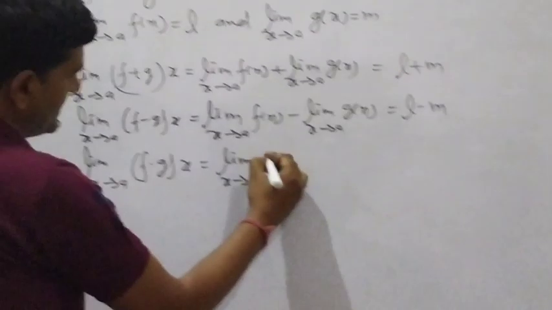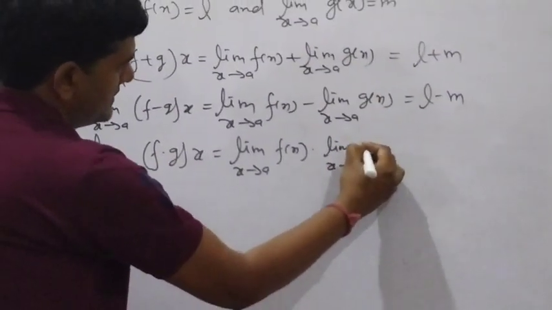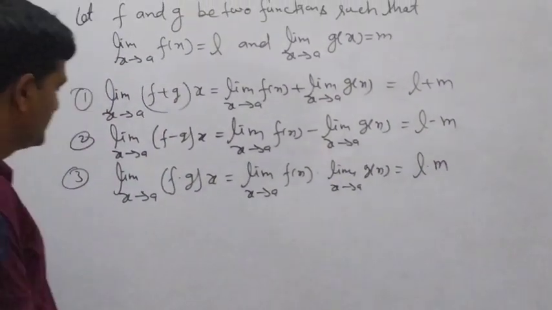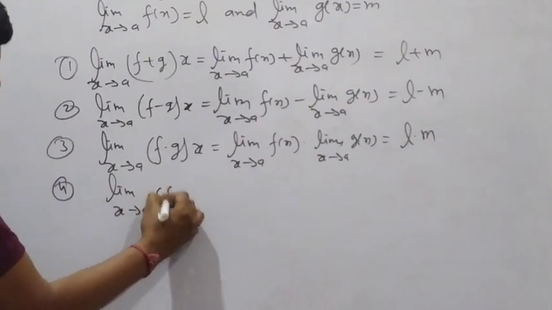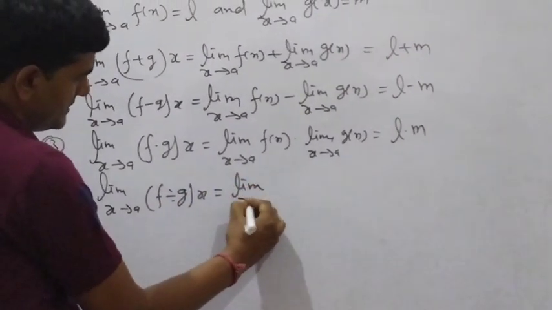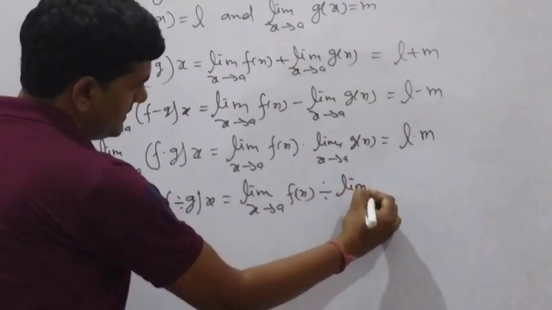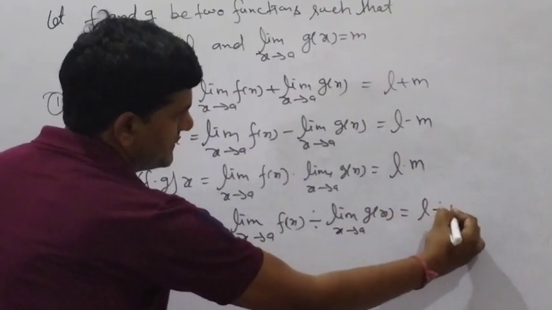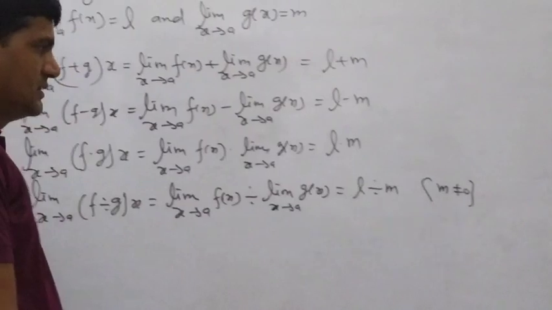And third one, for multiplication: limit x tends to a (f into g)(x) is equal to limit x tends to a f(x) into limit x tends to a g(x), that is L into M. Understood? Very good. And next, limit x tends to a (f divided by g)(x) is equal to limit x tends to a f(x) divided by limit x tends to a g(x), that is L divided by M, where M is not equal to 0. Understood?